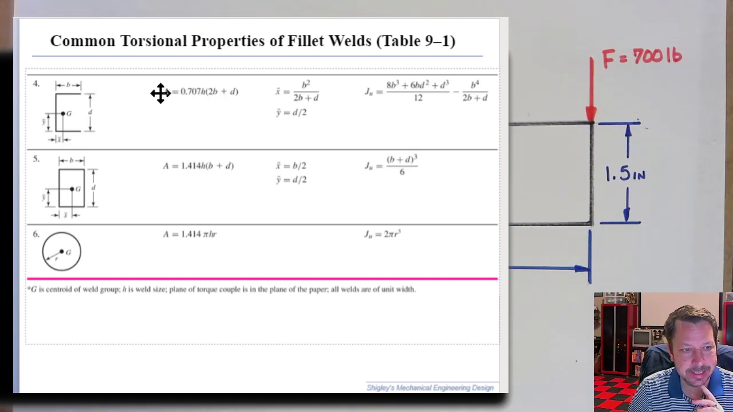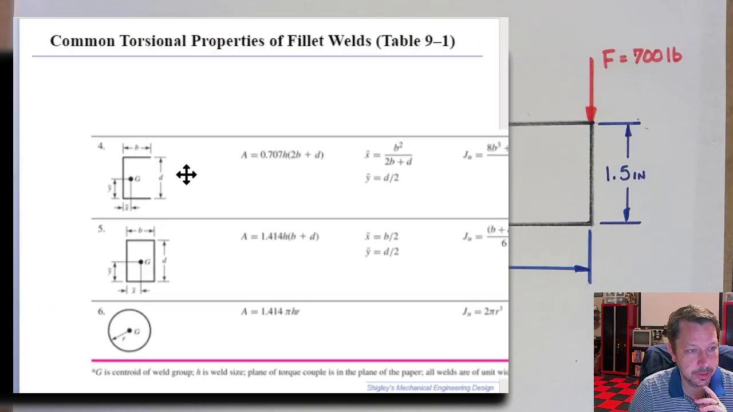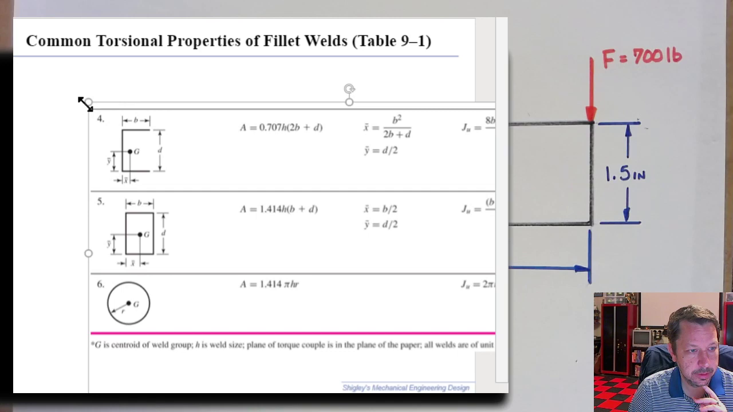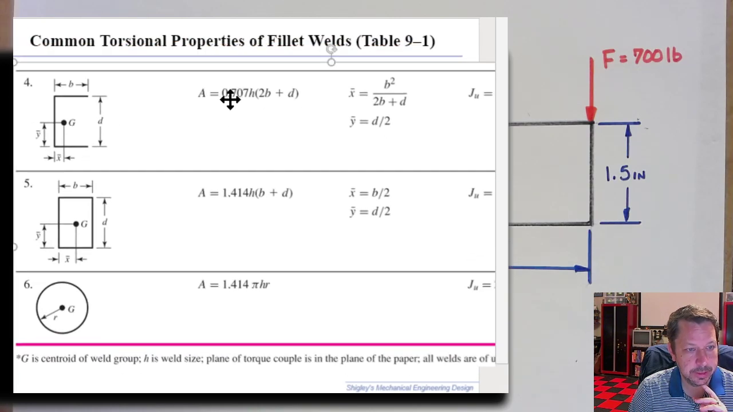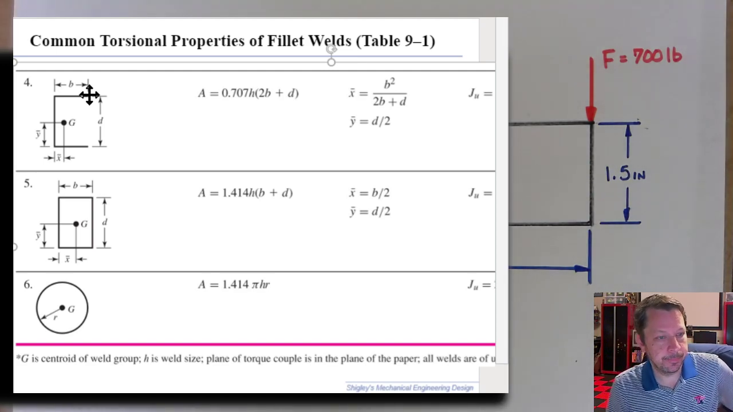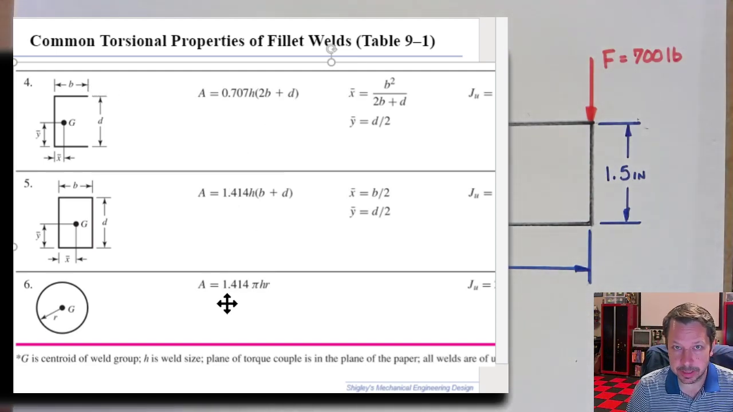And you kind of can see it there because, let's make it a little bigger. So you can kind of see the 0.707H. That's going to be the 0.707 is the 45-degree angle to get the throat length. And then H is the weld size. So is it a 1/2-inch weld? It's probably not that big, but whatever size it is, a couple of millimeters, whatever units you're in. And then 2B plus D, there's B, B, and D. So it's just all of the total length of the weld. And so all of these have how you calculate the total area.